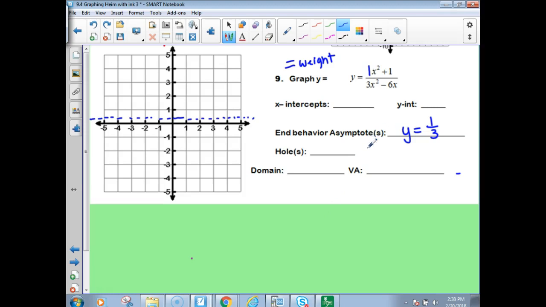All right, then I've got x-intercepts. Is there anything that will make that numerator 0? x squared plus 1 equals 0. x squared equals -1. What happens if I take the square root of -1? I get an i answer. So there are no x-intercepts. Can you put in 0 for x? Oh, no, I can't, because then the denominator would be 0. So there are no y-intercepts.